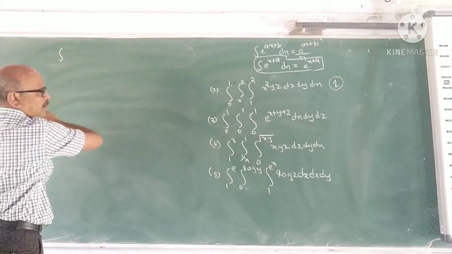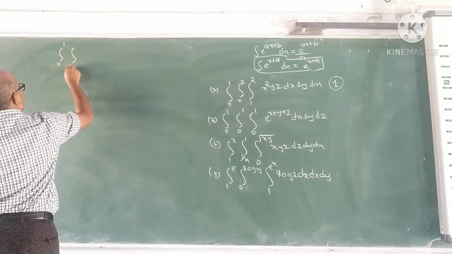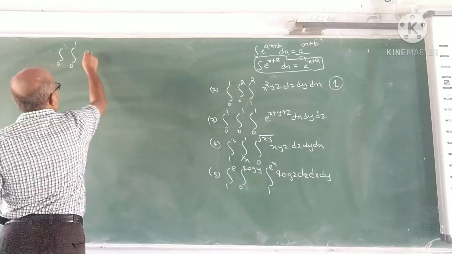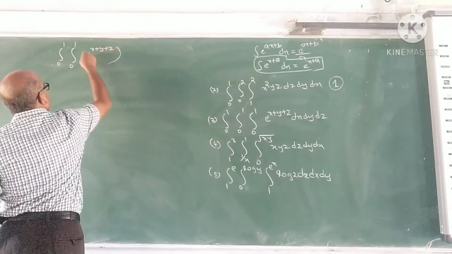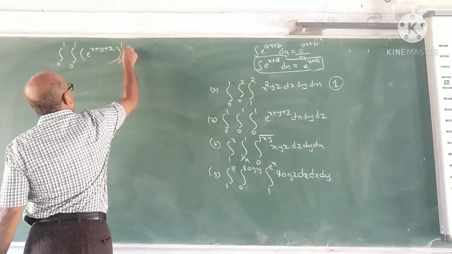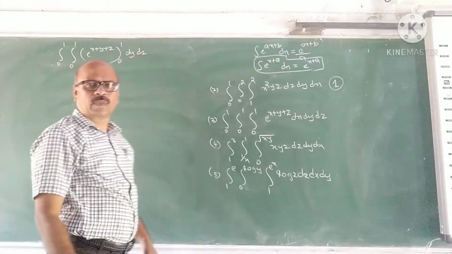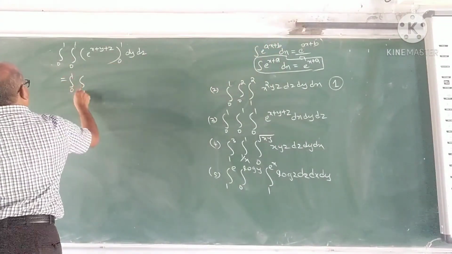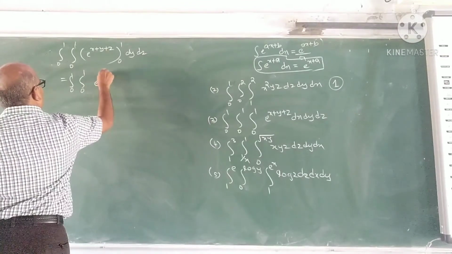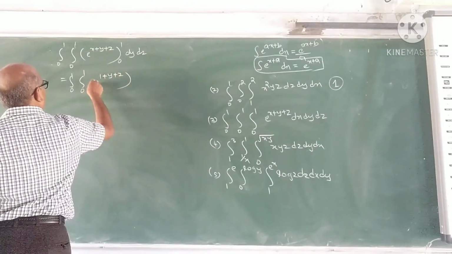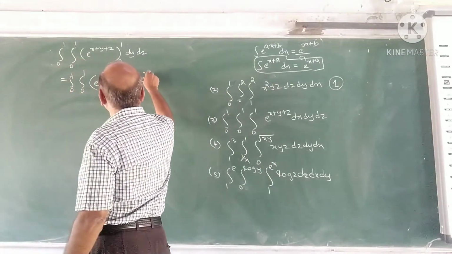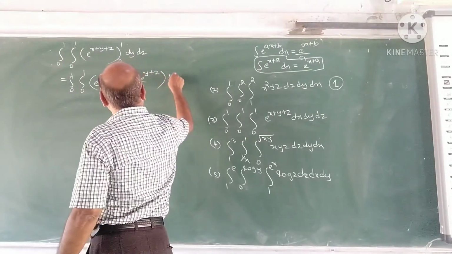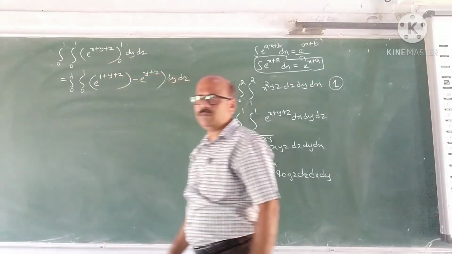Integral 0 to 1, integrate with respect to x first. What do you get? e raised to x plus y plus z, limits from 0 to 1, dy dz. Correct? Therefore, 0 to 1, e raised to 1 plus y plus z minus e raised to y plus z. x is 0, x is 1, with respect to y, z. Followed by integration.